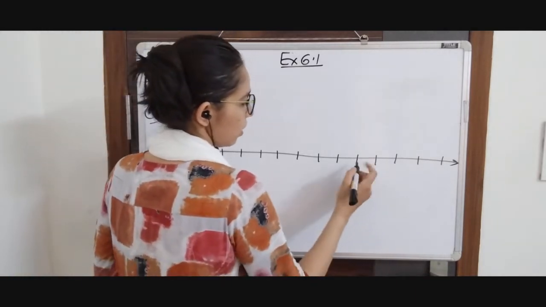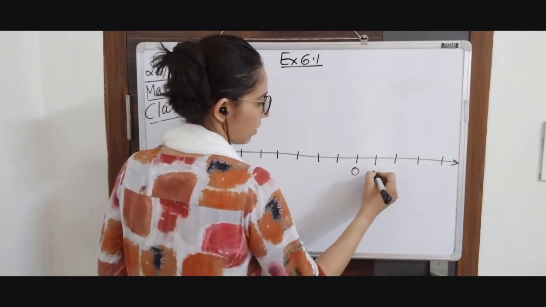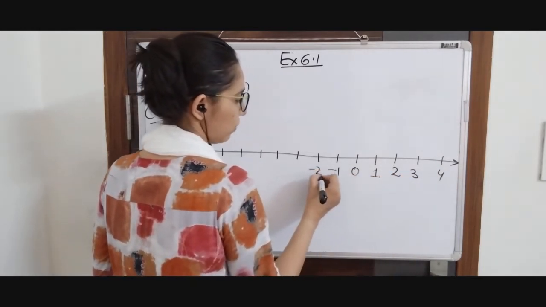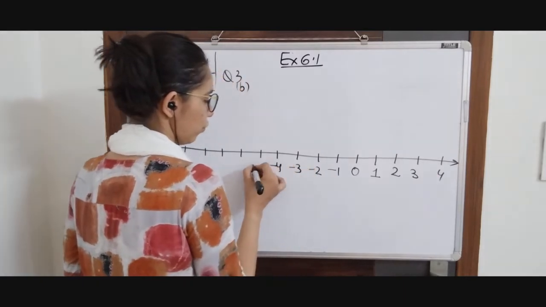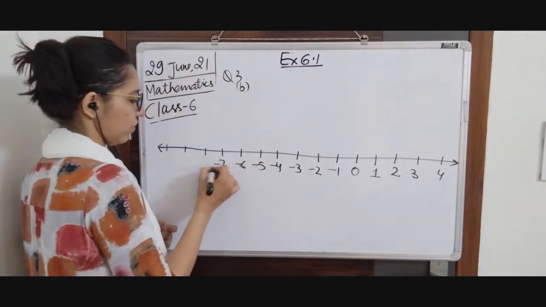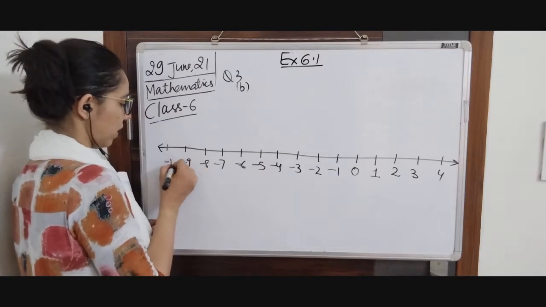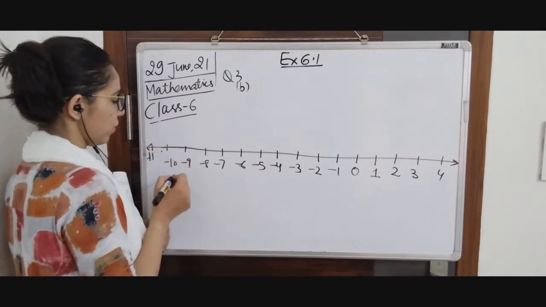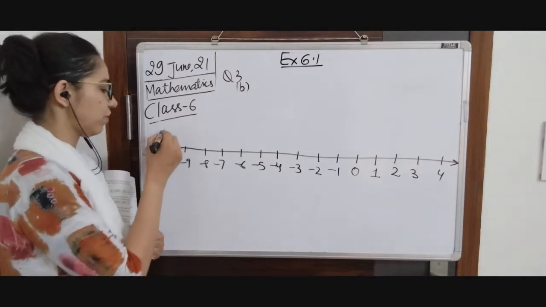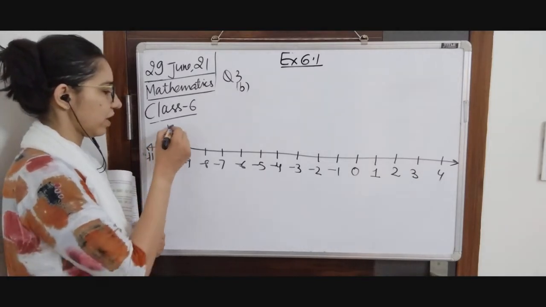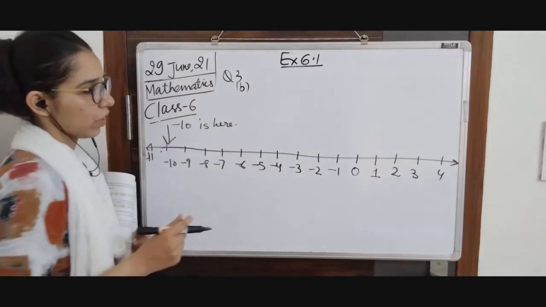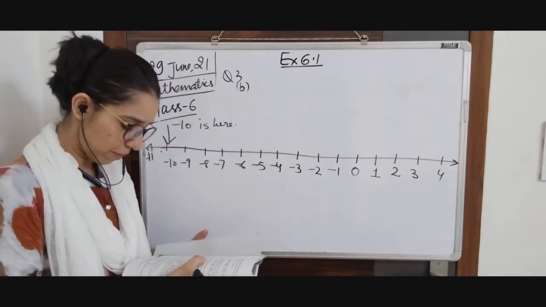So we are going to put numbers on our number line: 1, 2, 3, 4, -1, -2, -3, -4, -5, -6, -7, -8, -9, -10. There is going to be -11. So we have to represent our -10. So we can say that our -10 is here. Alright. This was our B part.